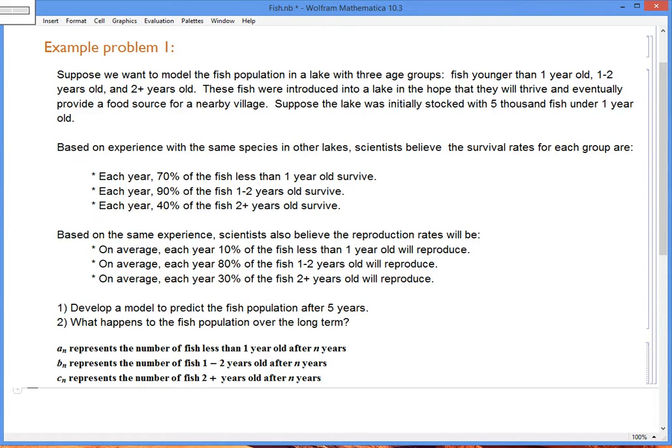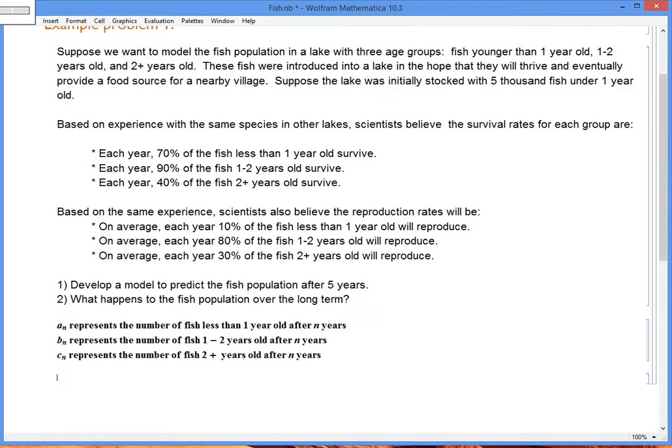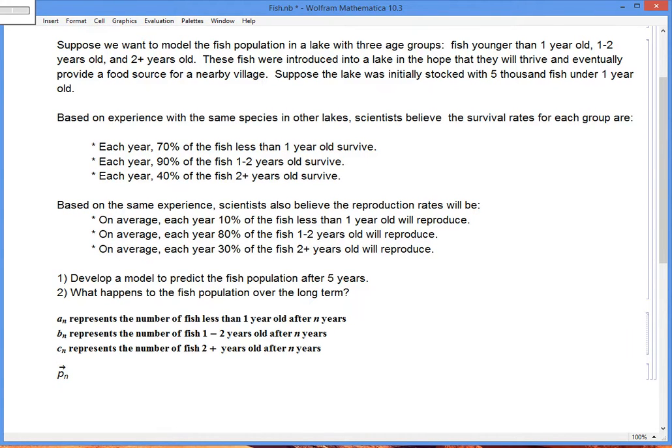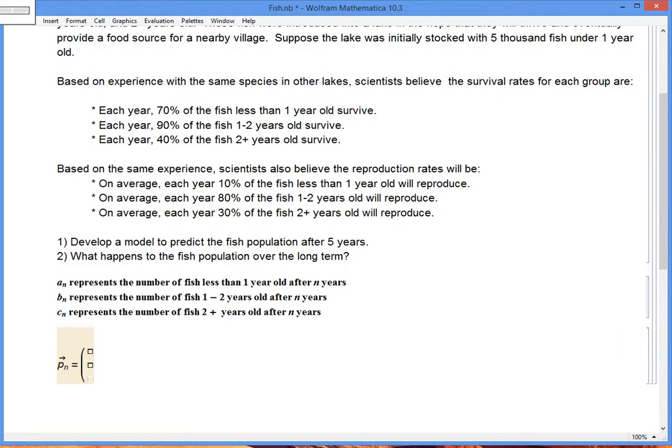The next thing I want to do is define my vector p sub n. Let me make it a vector real quick. We've got to state the order that these variables are represented in the vector. So I've got 3 rows, and what I'm saying here is that the first row represents a sub n, the second row is b sub n, and the third row represents c sub n. Because you can't just assume the reader knows the order that you're going to input these variables into a vector.